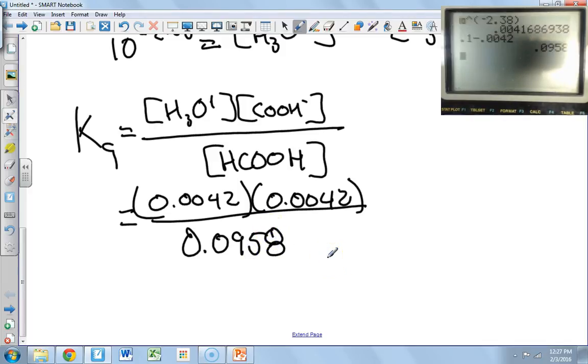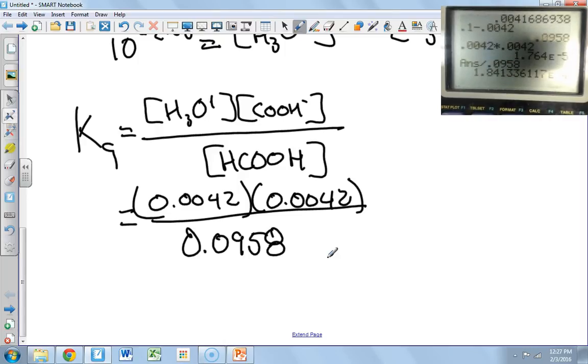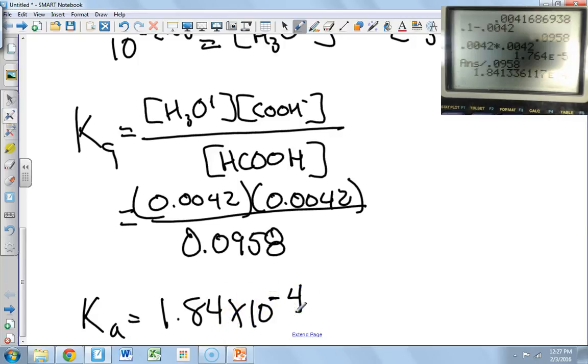And now we do the math. Please be careful when you do the math here, but it's going to look like 0.0042 times 0.0042, divided by 0.0958. Okay, so we have a Ka here. Ka equals 1.84 times 10 to the minus 4. Remember, Ka doesn't have units, and so what this does is it shows us how to use those equilibrium conditions to determine the equilibrium constant.